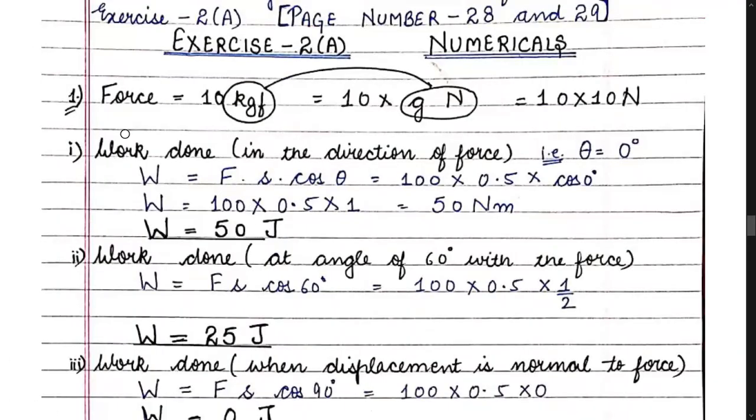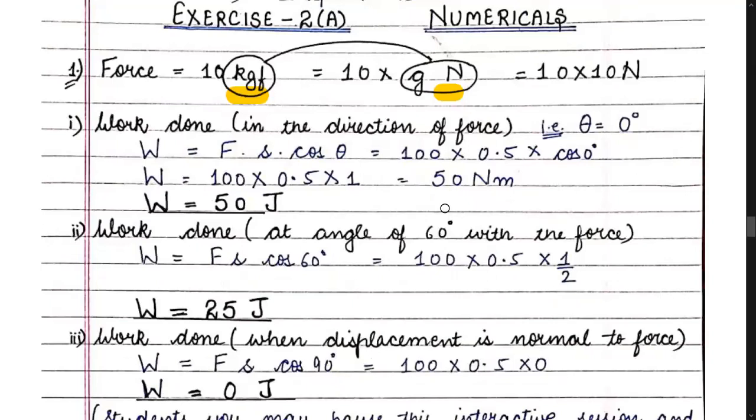Children, in the first question, read the question first of all from your book and then write down the things given to you. Here, force is given 10 kgf. First step, kgf is to be converted to newtons. That means you have to multiply the given force with acceleration due to gravity to find the answer in Newton. And then there are three parts in the question.